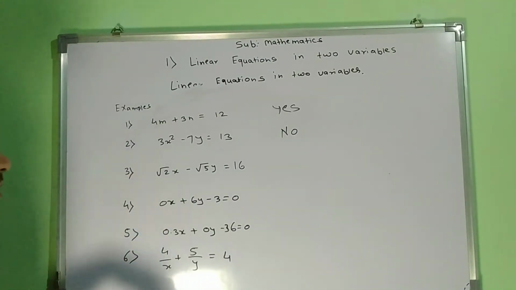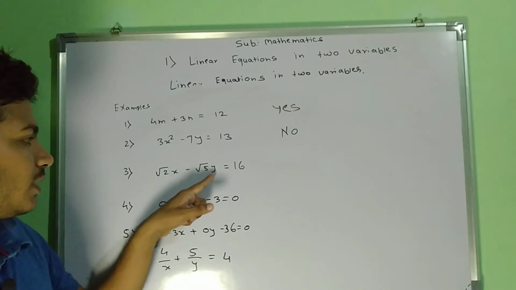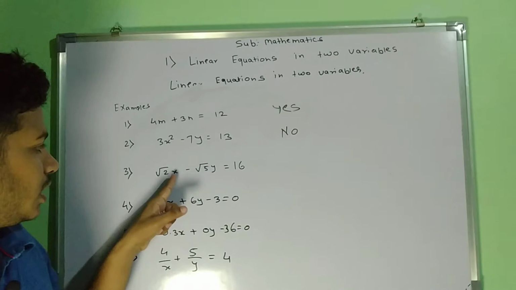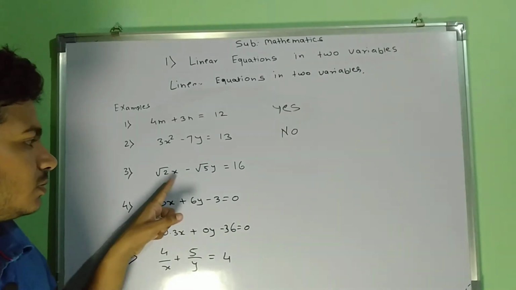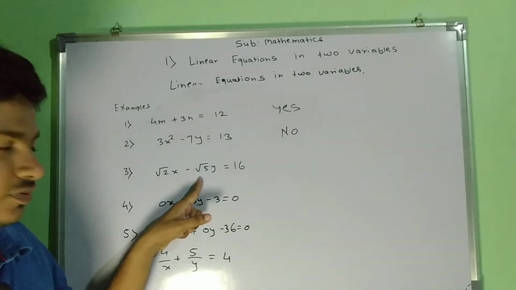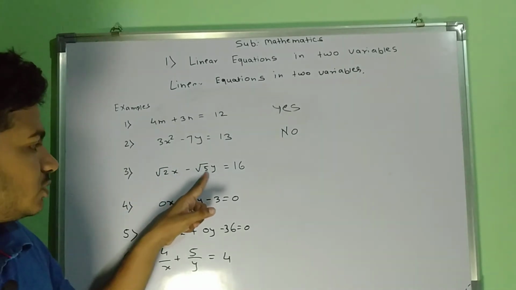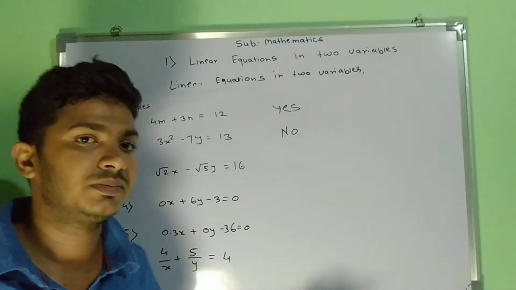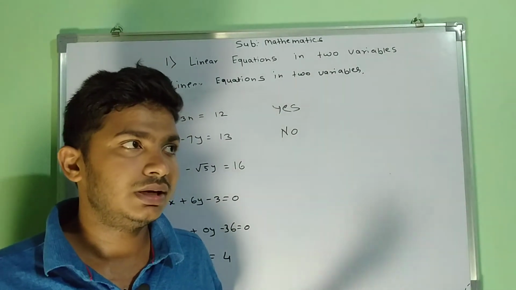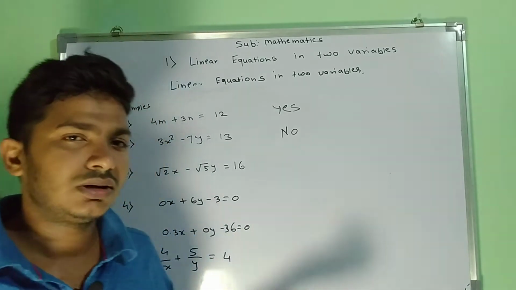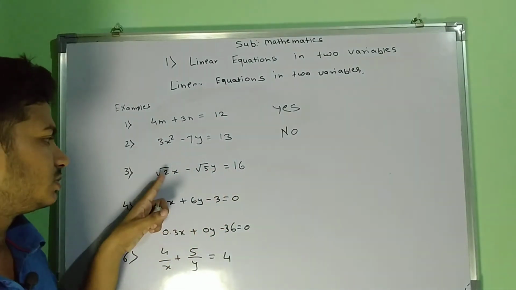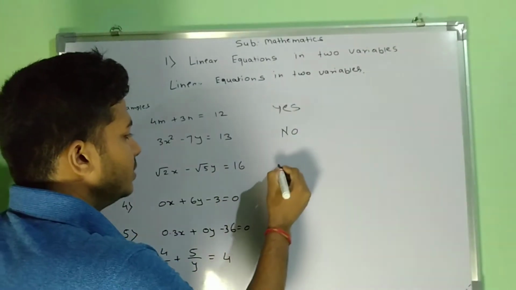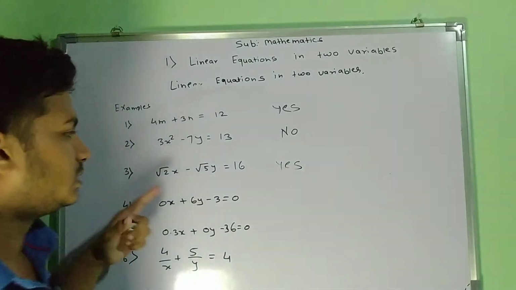Now look at the third example. Root 2 x minus root 5 y is equal to 16. Here we have x and y, and the coefficient of variable x is root 2 and the coefficient of variable y is minus root 5. Now minus root 5 and root 2 are both real numbers, because real numbers contain all numbers: rational numbers, irrational numbers, integers, natural numbers. So the third example is also an example of a linear equation in two variables.